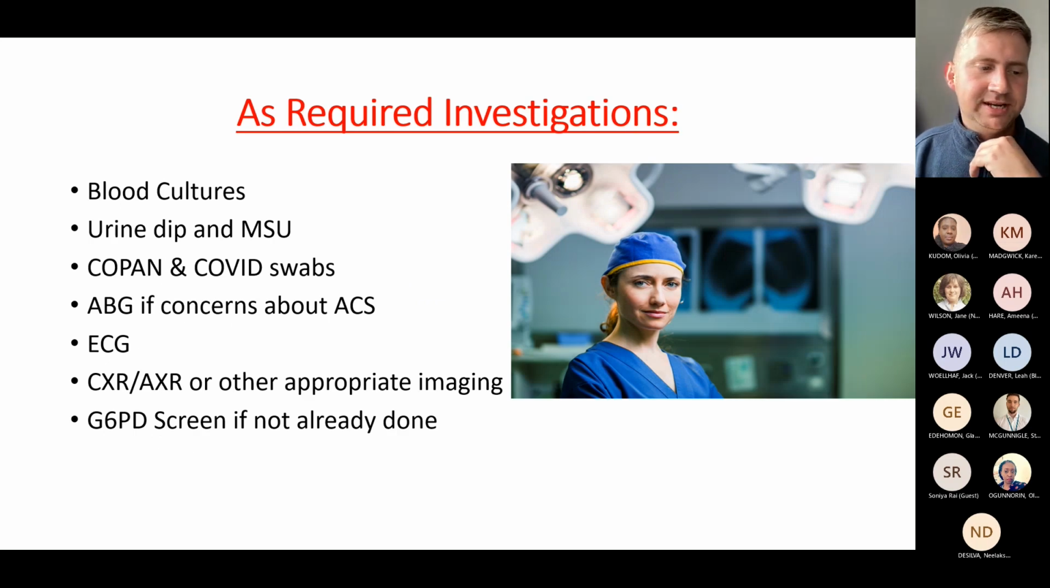Okay, so as required, depending on what the clinical picture suggests, if they've got a temperature or recurring infection, we should be doing blood cultures. We should do a urine dip and MSU to see if there's a UTI going on that's triggered this. We should be doing COPAN and COVID swabs to check if there's a respiratory virus happening.